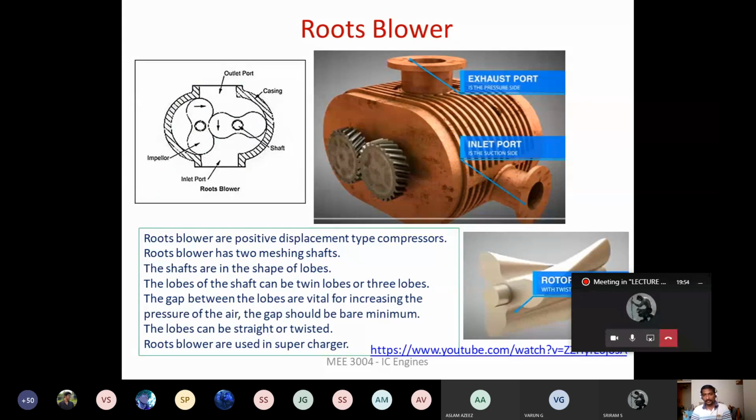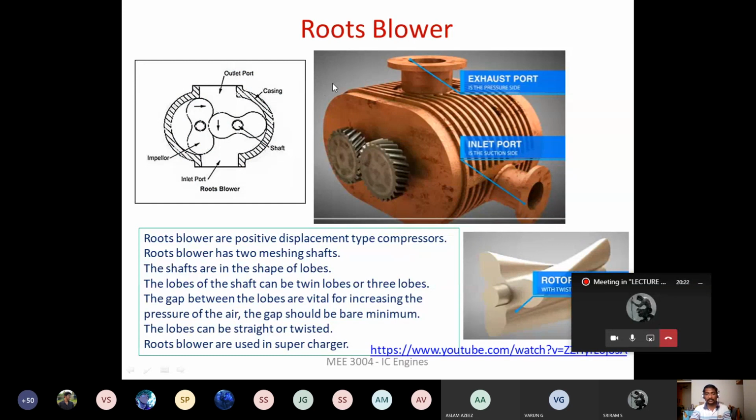Coming to the roots blower, right? In the case of supercharger, I have told you that we can go for either a centrifugal compressor or a roots blower, or we can go for a sliding vane compressor, right? These are the three possibilities. In the case of roots blower compressor, this is the complete diagram of the roots blower compressor. So this is the inlet passage, flow passage, and you will find one more on this side also, right? In this diagram, it is not visible.